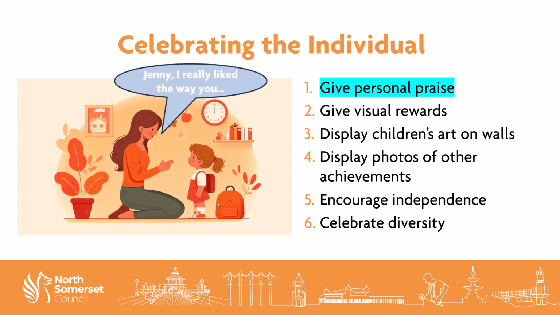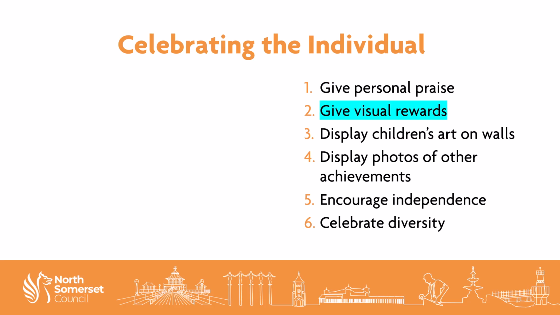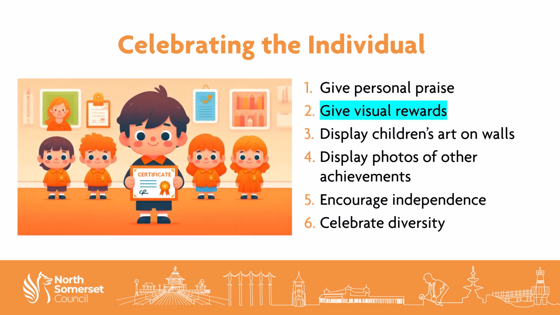We touched on this in the role of the adult section. It's all about making our praise as meaningful as possible by using children's names and labelling exactly what we liked to see. Next we have giving visual rewards. We can reinforce behaviour we really like seeing and encourage children to repeat the behaviour using specific rewards.